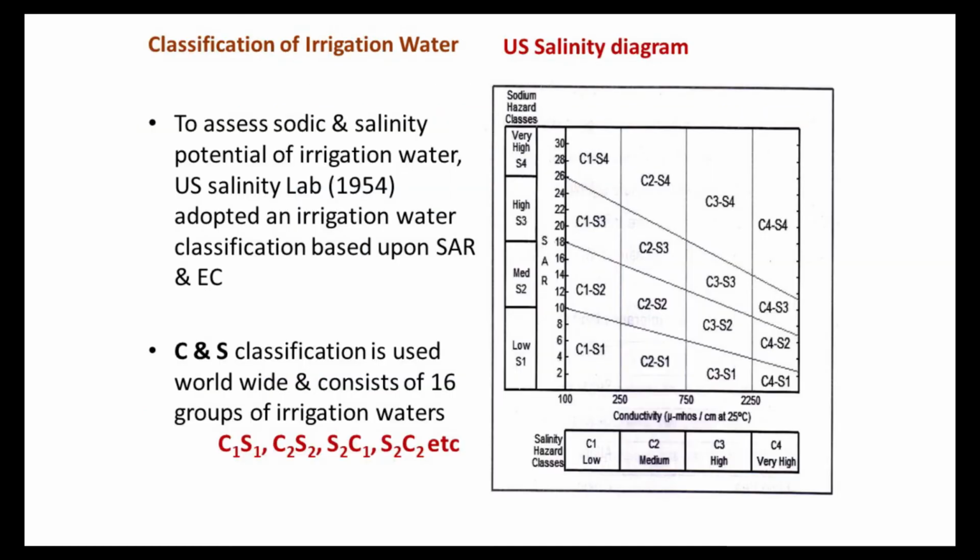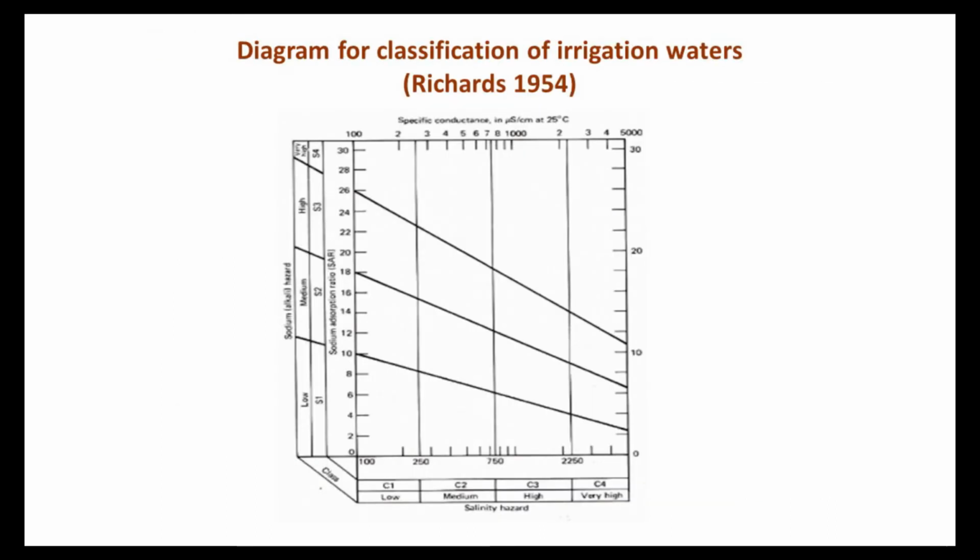Now, to assess the sodic and salinity potential of irrigation waters, the US Salinity Laboratory in 1954 adopted an irrigation water classification based upon sodium absorption ratio and electrical conductivity. This is known as conductivity and salinity classification. This classification is extensively used worldwide and consists of 16 groups of irrigation water. Now, based on this, the groundwater has been classified into 4 categories.